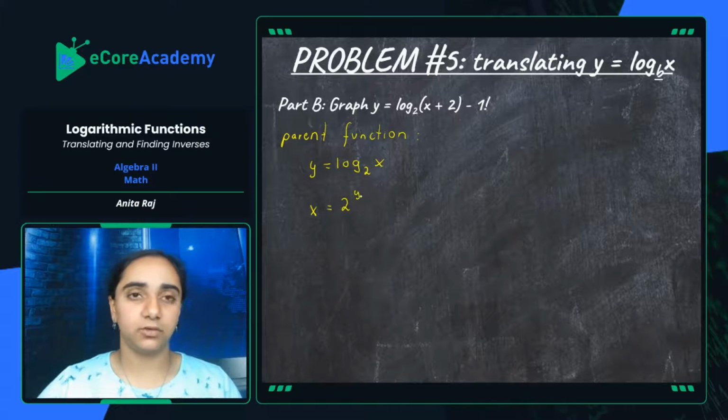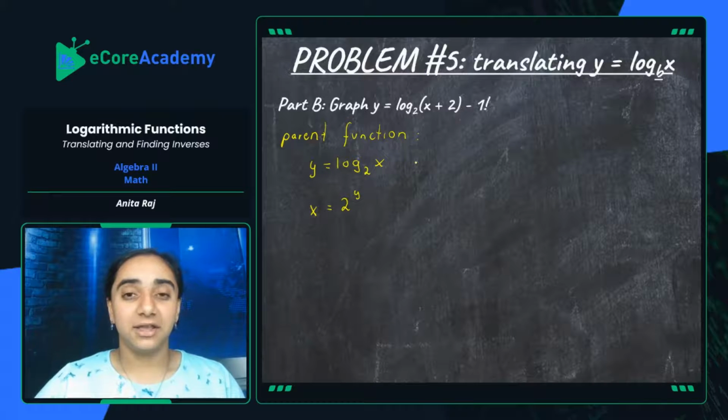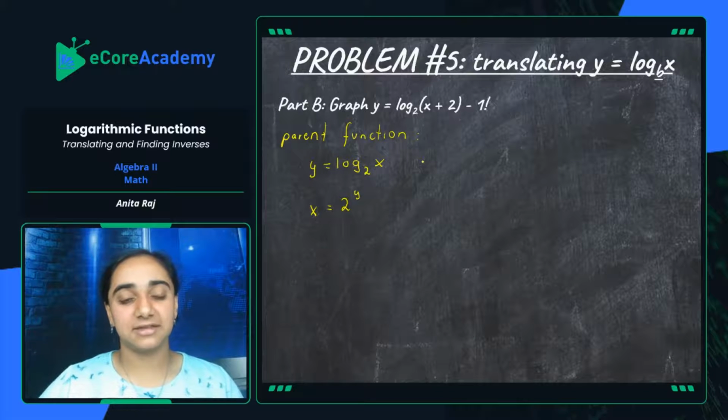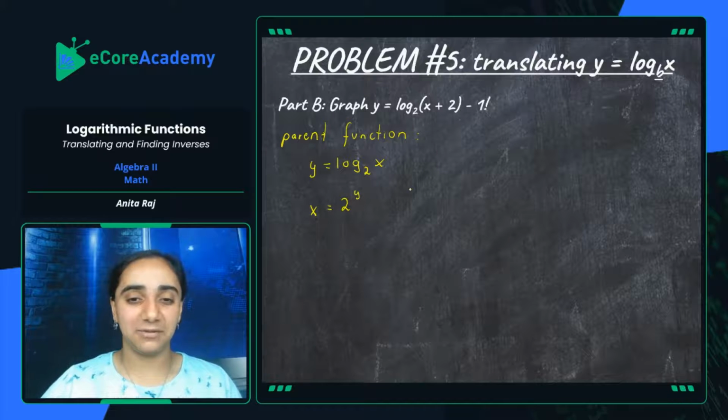Instead of y is equal to 2 to the power of x, we have x is equal to 2 to the power of y. Sorry, instead of saying y is equal to 2 to the power of x, we're saying x is equal to 2 to the power of y. I'm so sorry I said it that way. But anyway, that's the parent function we're working with.